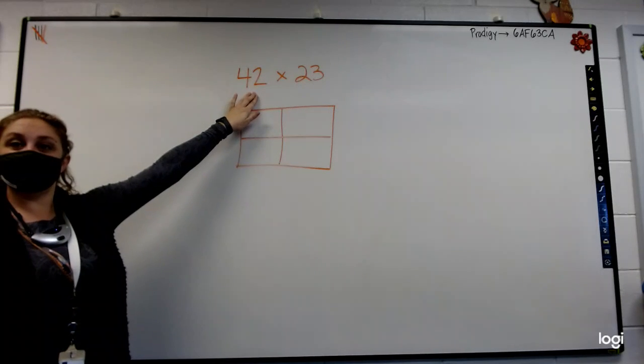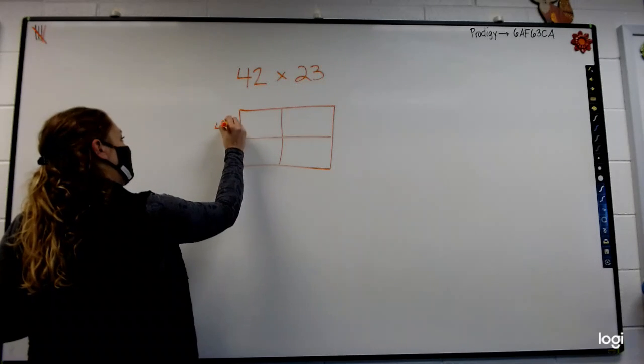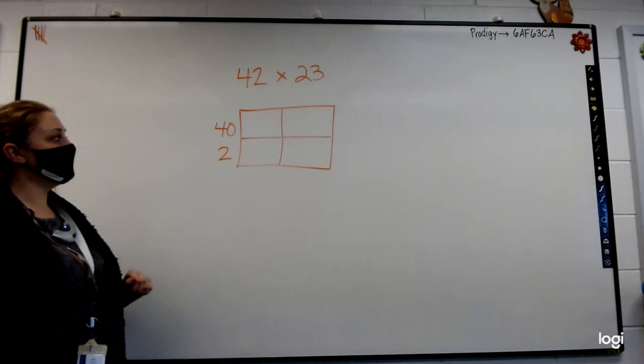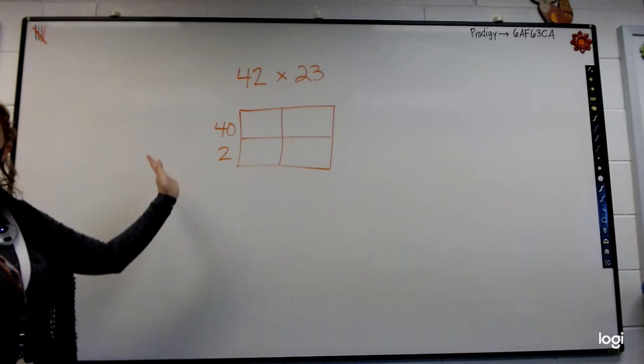All right, how do I break apart my 42 into its place values? Angie? You put a 40 and then a 2. Excellent. So I've got a 40 in one box, a 2 here. Does it matter what order you put it in? Nope. As long as you keep the 40 and the 2 on the same side, it doesn't matter.